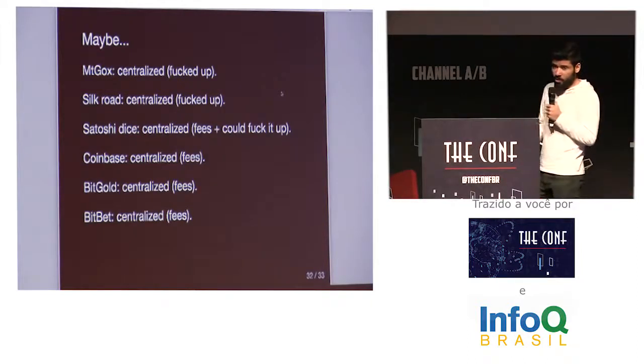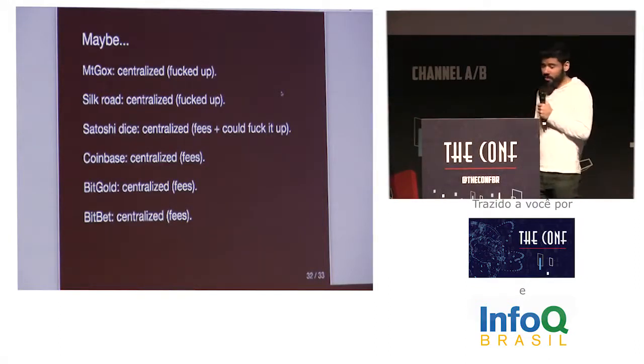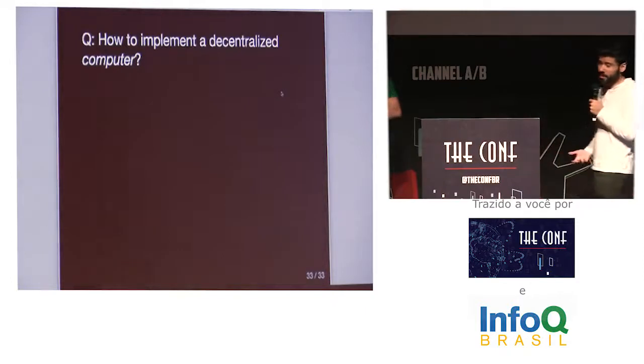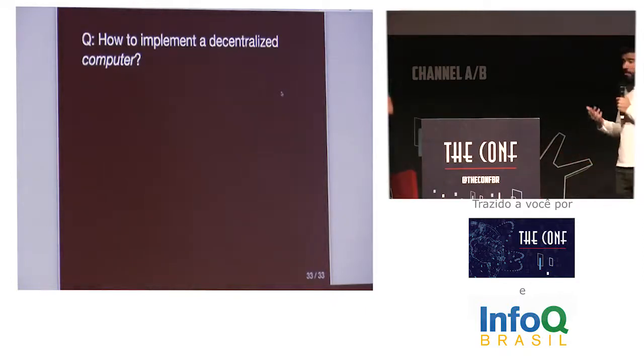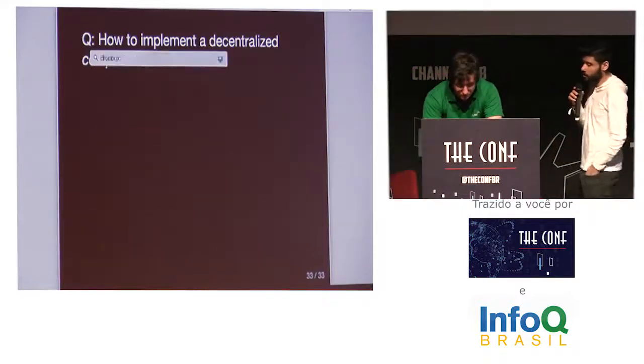For example, MTGOX was an exchange that was centralized, so it was hacked. It did not gain the benefits of Bitcoin. Silk Road was another service that was also hacked. So you have a decentralized coin, but centralized services. And then we need to raise another question. How do we implement decentralized services? How do we implement a decentralized computer? And that's what Amorim is going to cover right now.